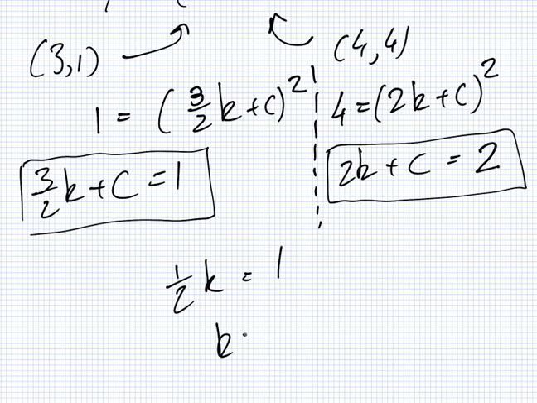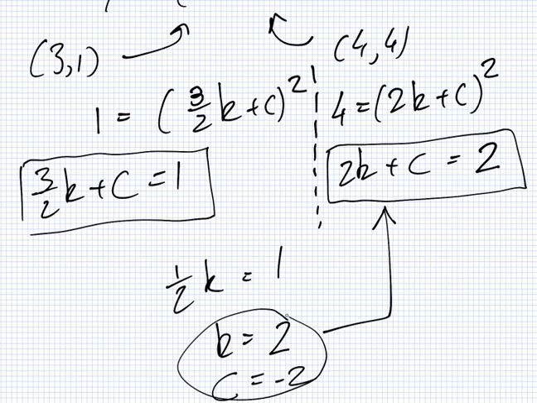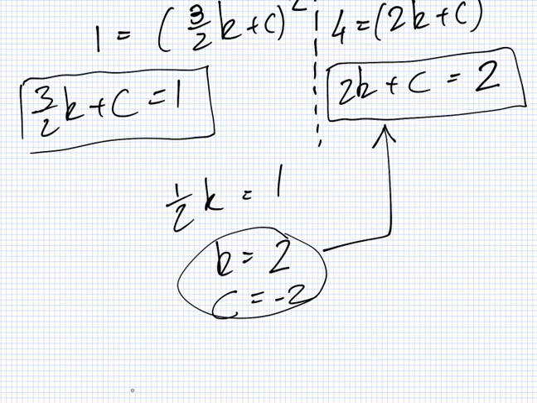So k equals 2. If I put that in there, I get a 4. 2 minus 4 is minus 2. So c equals minus 2. So my answer would be y equals the square root of, what was my formula? A half k, so that's a half 2, which is 1, x plus c, which is minus 2.